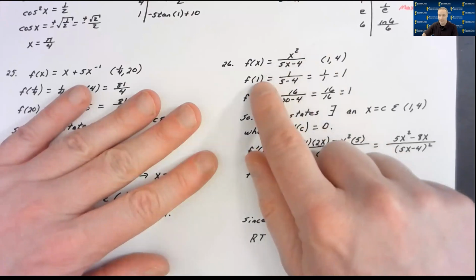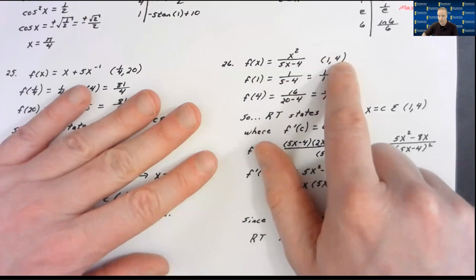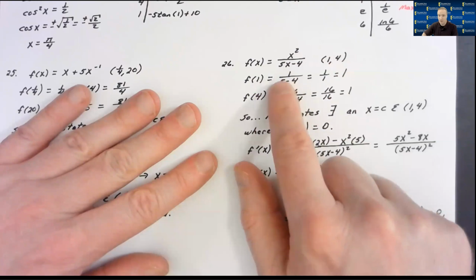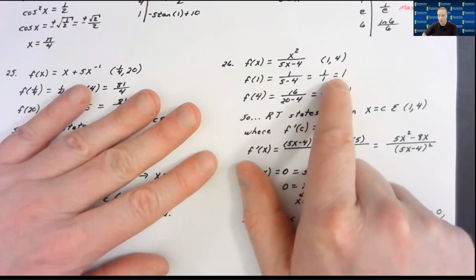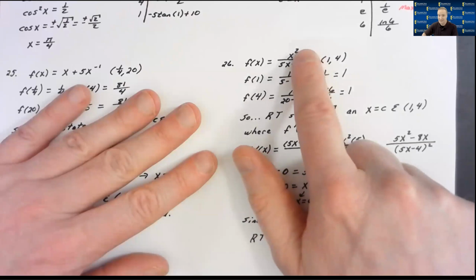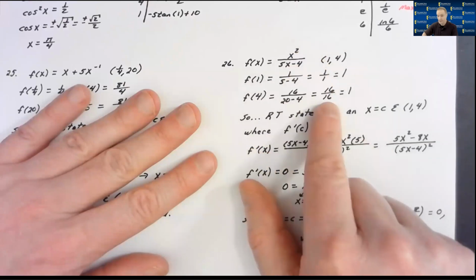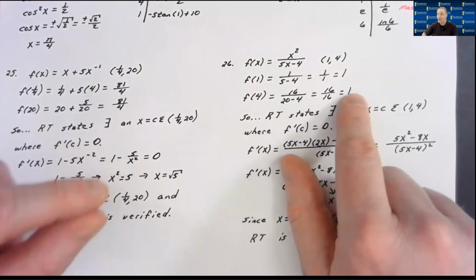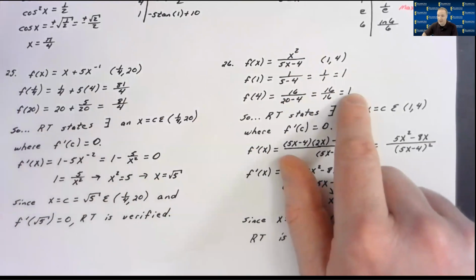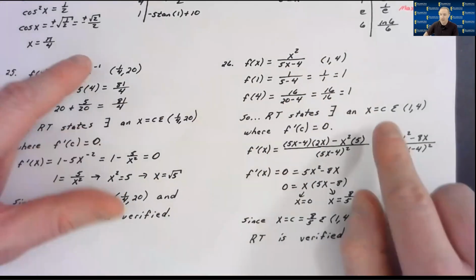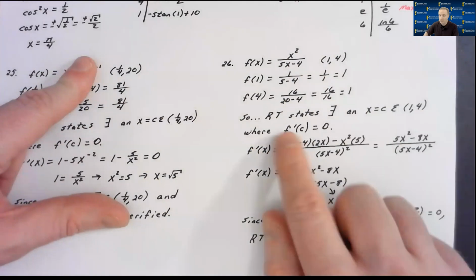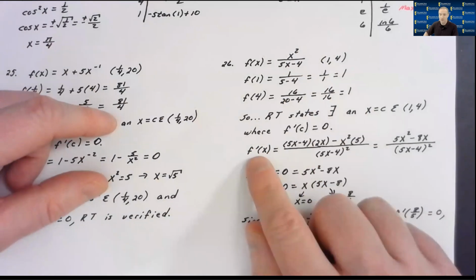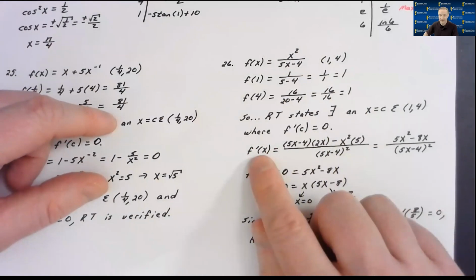I want to evaluate my function at its beginning point, and I want to evaluate my function at its end point. Please notice when you do, f of 1 gives you 1 over 5 minus 4, which is just 1. F of 4 would give you 16 over 20 minus 4, 16 over 16, again, 1. So f of 1 is equal to f of 4. Rolle's theorem states because of that, there has to be some x equals c between 1 and 4 where the derivative at that value of c is 0. It has to be. Okay, so now I will see about finding that.